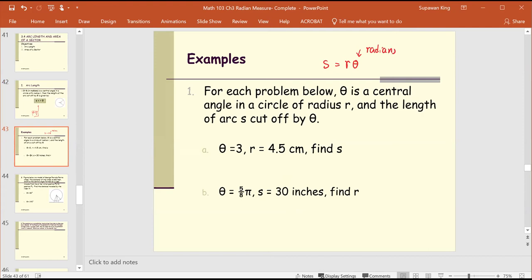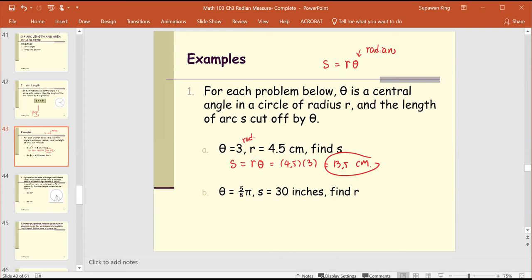Part A, theta is 3 radians, r is 4.5 centimeters, find s. From the formula s equals r times theta, theta is already in radian form, which is good. So r is 4.5 centimeters, and theta is 3. The product of 4.5 and 3 gives us 13.5. The unit is centimeters.